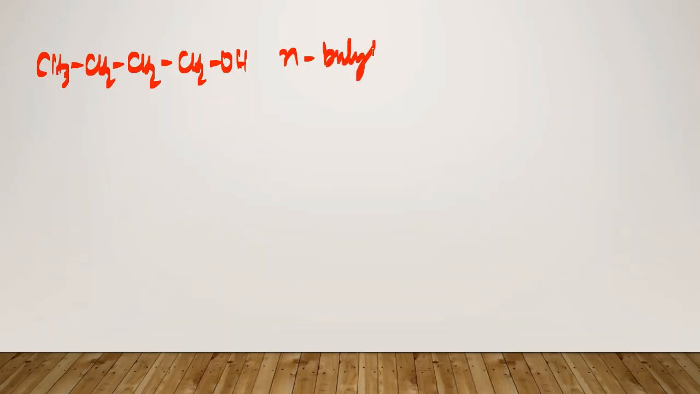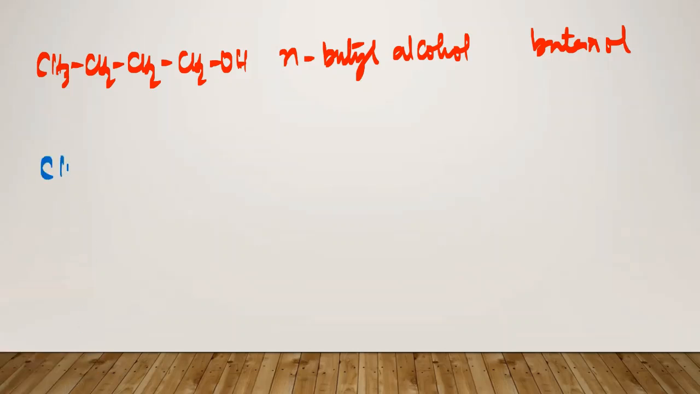Let's understand one more molecule here, my dear friends. Have a look. CH3, CH2, CH2, CH2, and OH. And you know that it's a linear chain. Linear chain means normal chain. N stands for normal. Normal means linear. So I can call it n-butyl because 4 carbons are there. So n-butyl alcohol. And the IUPAC name will be butanol. Butanol will be the IUPAC name. So let's take one more example.